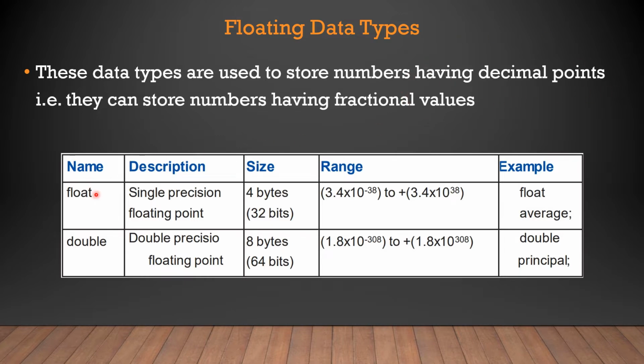There are basically two types of floating data type. This is float and double. The size of float is 32 bits and the size of double is 64 bits. We use float for single precision floating point, and we use double for double precision floating point. This is the range, and this is the example. We have given average. This is a variable average, and we have set its data type as float. And here another variable principal, we have set its data type as double.